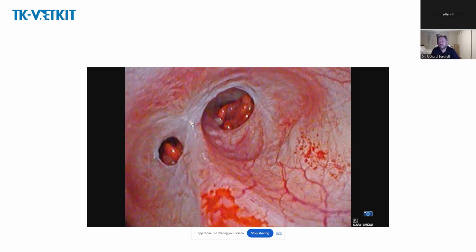But the reason I share this case is that if you've got a scope and you are creative, you can find non-invasive ways to treat things. So this is a good example of a non-invasive way to try and treat aberrant turbinates, and using endoscopic scissors is a good example. Here it is.